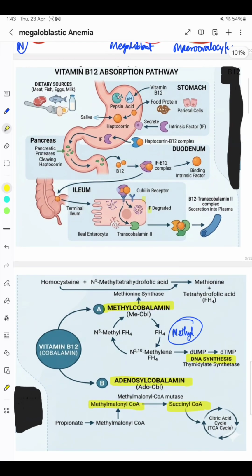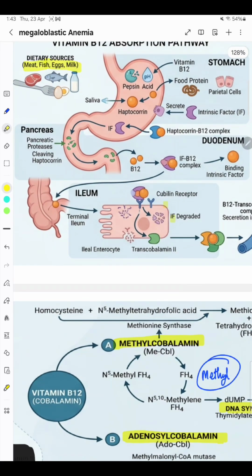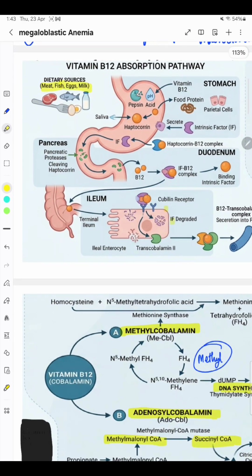Now we'll see the vitamin B12 absorption pathway. Dietary sources of vitamin B12 are meat, fish, eggs and milk or dairy products. Dietary vitamin B12 binds with vitamin B12 binding proteins. This complex reaches the stomach. In the stomach, this B12 binding protein gets degraded by pepsin, and B12 is free to bind with haptocorrin. Haptocorrin is secreted by the salivary gland.